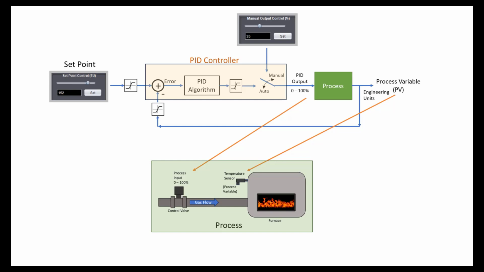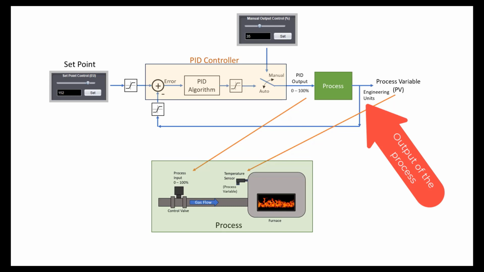So, as the PID output changes between 0 and 100%, it further opens or closes the valve, allowing more or less gas into the furnace, which in turn increases or decreases the temperature of the furnace. The output of the process is the variable we want to control. For example, the temperature of the oven.